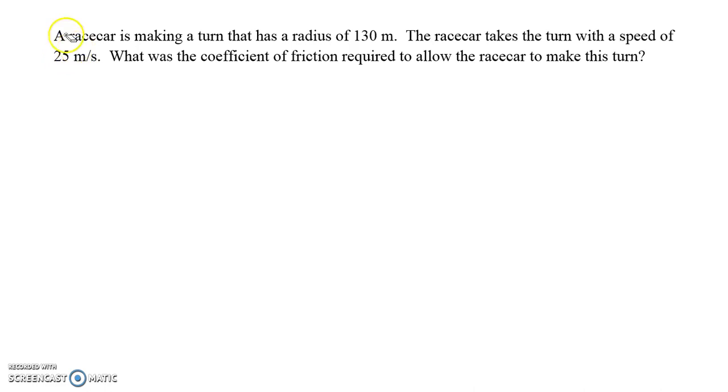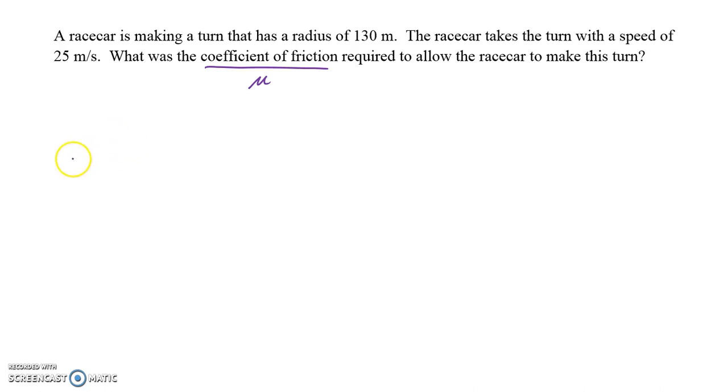So first thing we've got, fundamentally, we've got a race car here making a turn that has a radius of 130 meters. The race car takes this turn with a speed of 25 meters per second. What's the coefficient of friction required to allow the race car to take this turn? Seriously? This teacher is making me do this again? Oh man, it's like I'm not allowed to forget anything in this class.